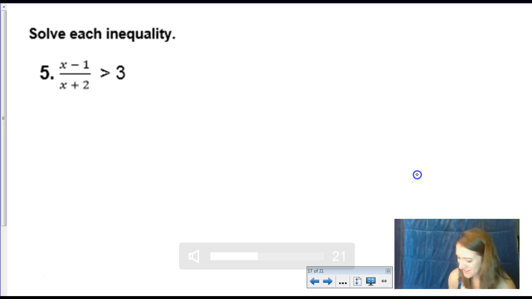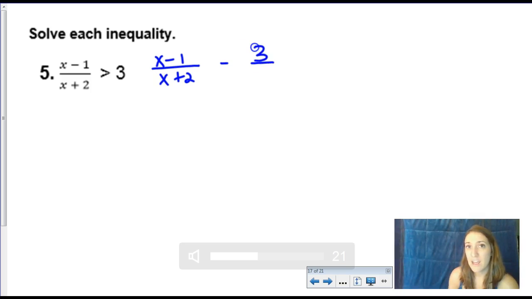Okay. Now this one looks so simple, right? It's like, oh, look at that cute little fraction. But remember, we have to compare it to greater than or less than 0. So first thing we're going to have to do is bring the 3 over by subtracting it. And then realizing that we're back in trouble because we don't have any common denominators right now. So what if we were to multiply the 3 by x plus 2? And that would give us a common denominator of x plus 2.